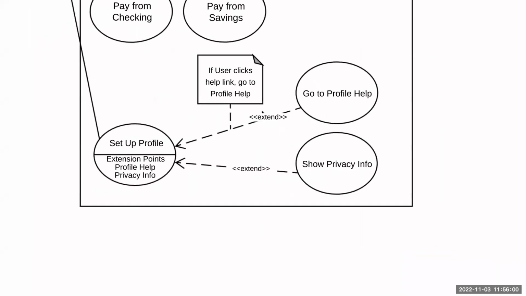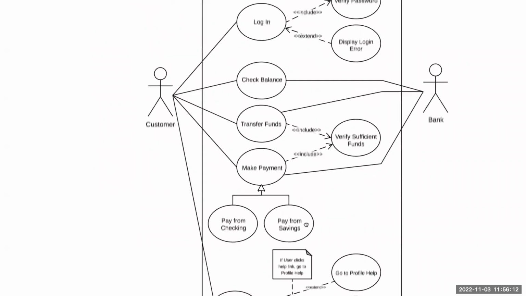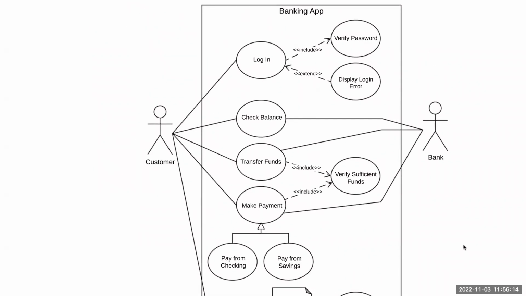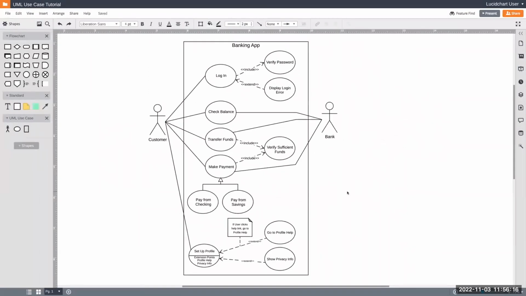Those extension points branch off to extended use cases: Go to Profile Help and Show Privacy Info. We can even add a note to show what sort of conditions would lead to these extension points. Now we have a complete use case diagram with various elements that help explain what our banking app does.